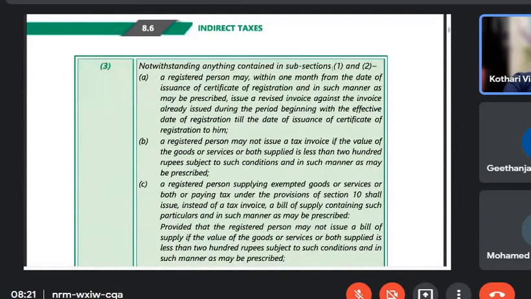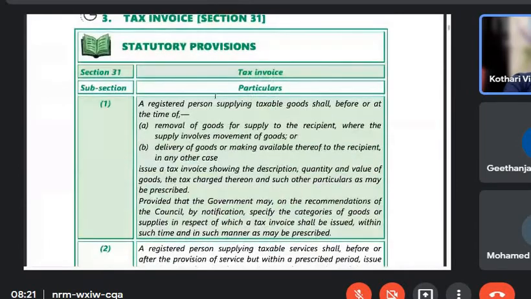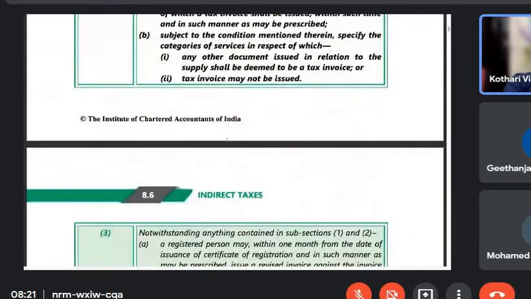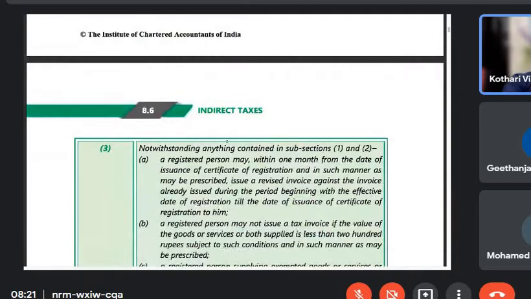Notwithstanding anything contained in subsection 1 and subsection 2. So we have seen when a tax invoice should be issued for supply of goods and supply of services. Since we have already discussed this, I am not taking much time on this part. Now we will continue with subsection 3, which is our part for this chapter. Notwithstanding anything contained in subsection 1 and subsection 2, a registered person may, within 1 month from the date of issuance of certificate of registration and in such manner as may be prescribed, issue a revised invoice. So this is your second document, revised invoice.